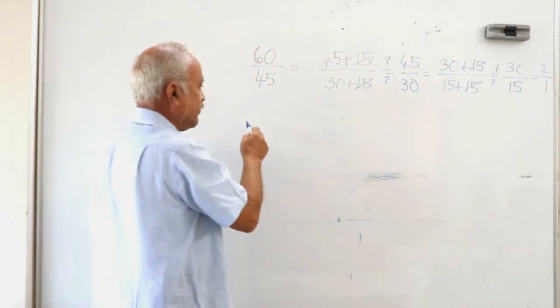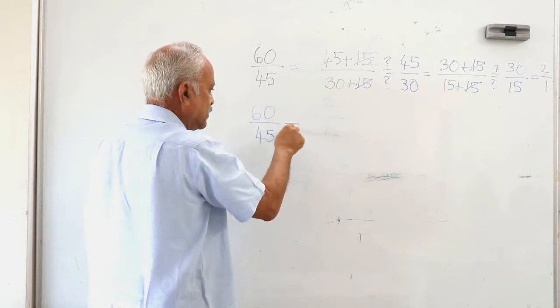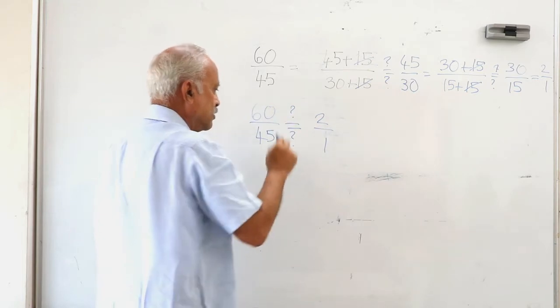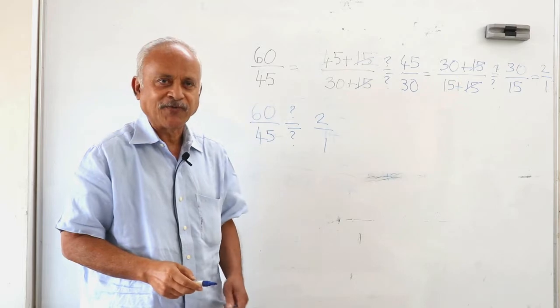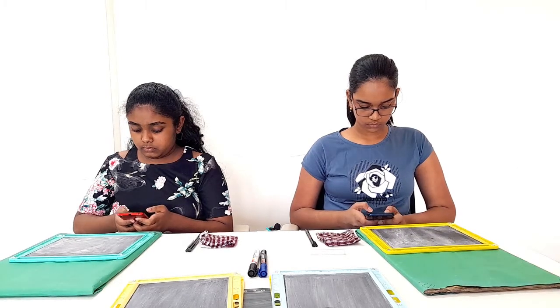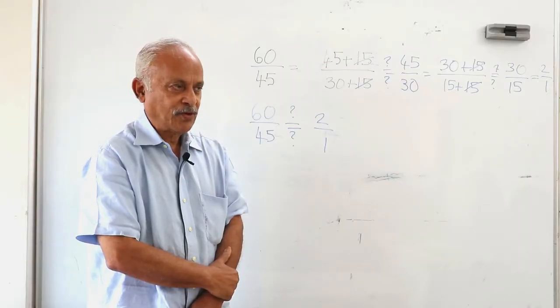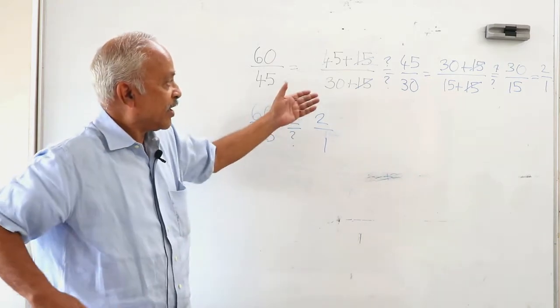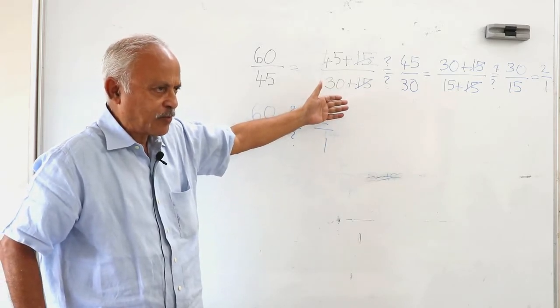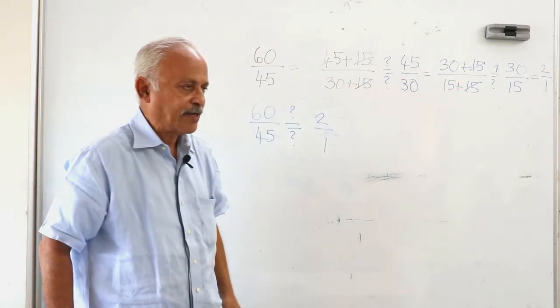Okay. So here we started with 60 upon 45. 60 upon 45 is equal to 2 by 1. Do that on your calculator. Do 60 upon 45 on your calculator. Do you get 2 by 1? No. So, where have we made a mistake? Have we made a mistake somewhere? I've cancelled 15 and 15 here, I've cancelled 15 and 15 there, and then I got 2 by 1 finally.